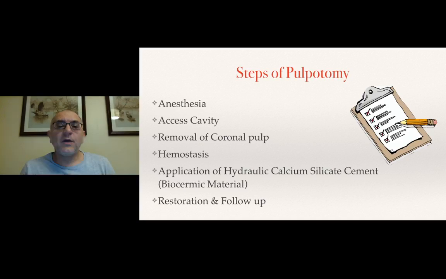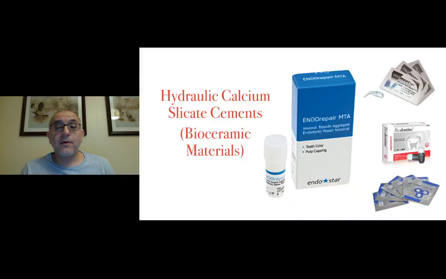Okay, so the steps of a pulpotomy: you have anesthesia, then access cavity preparation, removal of coronal pulp, and then hemostasis, which is very critical. Then application of the hydraulic calcium silicate material, like bioceramic materials, and then you have restoration and follow-up. You can use any type of hydraulic calcium silicate materials. There are many types like MTA, Biodentine, and the one by Endostar, which is endo repair material. These are all the materials which you can use for placement on the pulp stump.